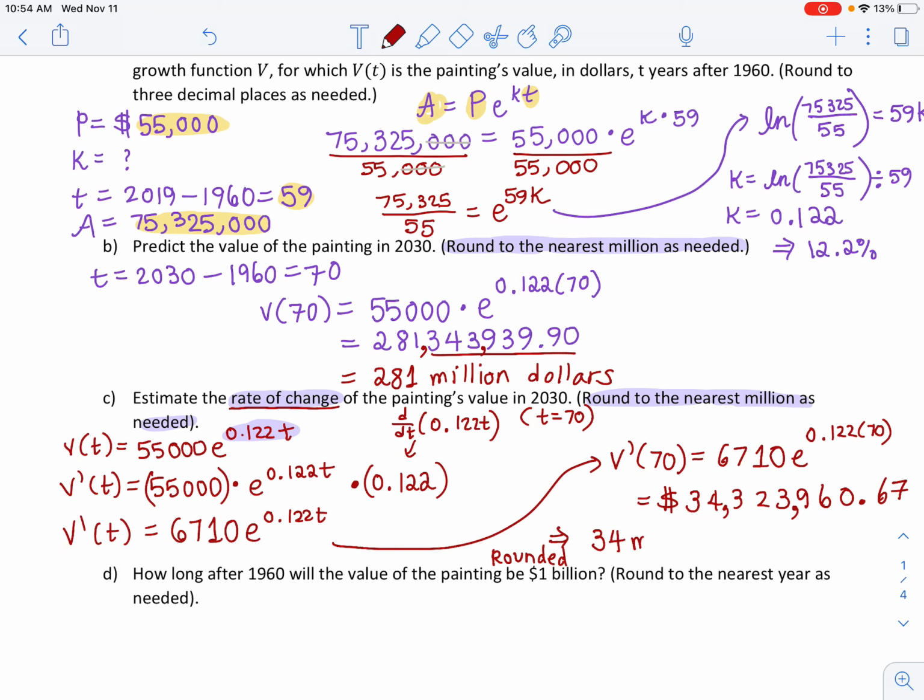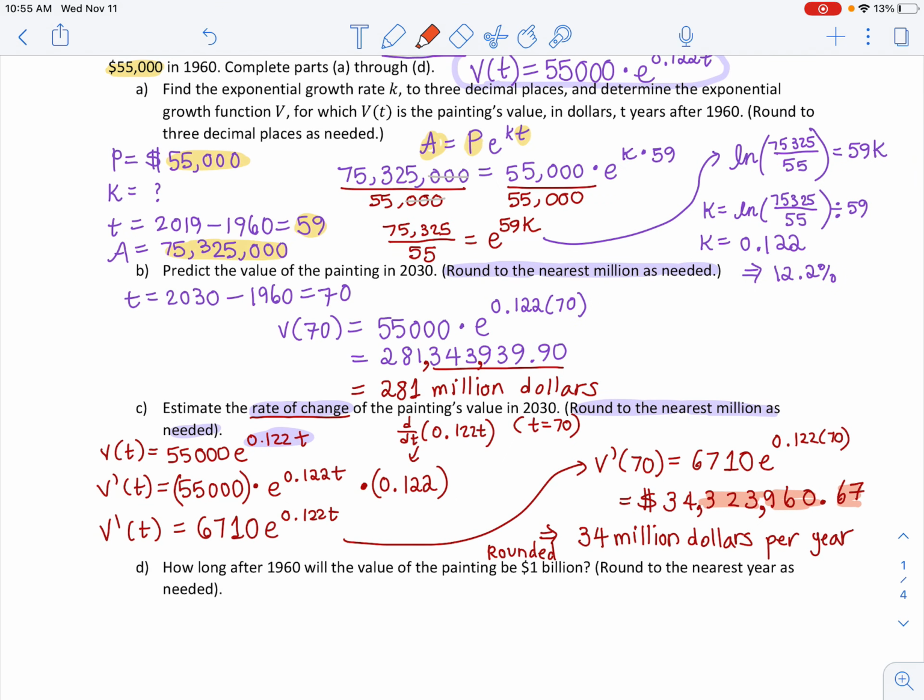Rounded to 34 million dollars per year. Oh my goodness. What an investment, guys. What did I do? I threw away this amount of money, because that was smaller than 500,000. I didn't round up. I just rounded down to $34 million per year. This is an amazing investment if I can find something like that.